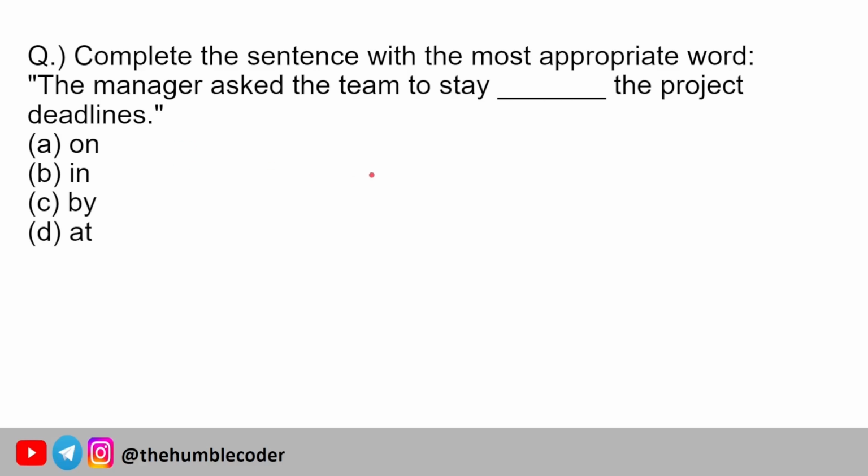Let's see the question now. Complete the sentence with the most appropriate word. So we have the sentence: the manager asked the team to stay dash the project deadlines. The options are on, in, by, at. The manager asked the team to stay on the project deadlines. No, this does not seem well. The second option: the manager asked the team to stay in the project deadlines. No. Okay, sorry guys, I missed this one. The answer was the first one only, on. So the correct answer for this is option number A. The manager asked the team to stay on the project deadlines, because in, by, at does not seem well in this case. The correct answer is option number A.